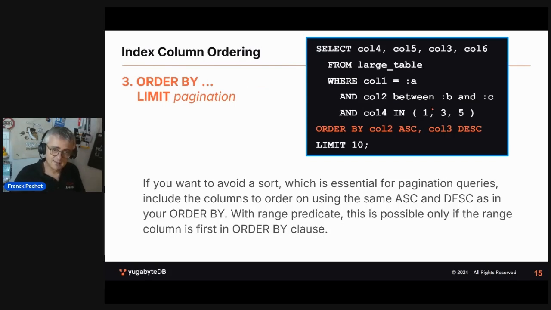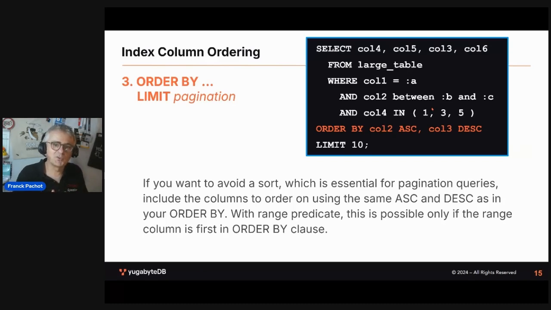Okay, then when you have indexed the equality predicate and the range predicate, you don't look only at the where clause, you look at the order by, because one big property of the index is that it is sorted.